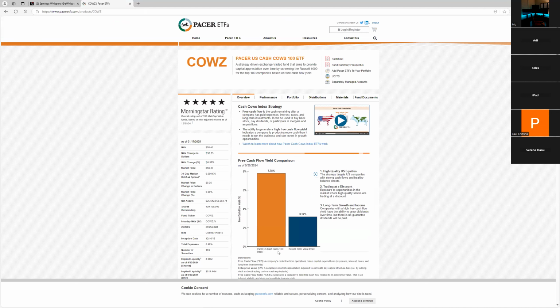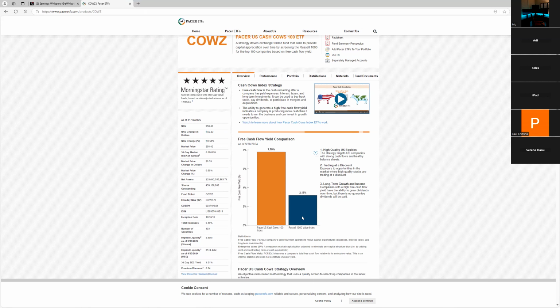Pacer US Cash Cow 100 index. So 100 companies here in this ETF alone. Look at the rest of them. You see the difference? 7.78 compared to 3.17. It's very difficult to be invested in small caps, but it's good to have small caps.